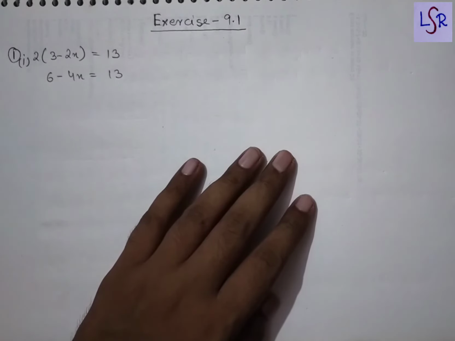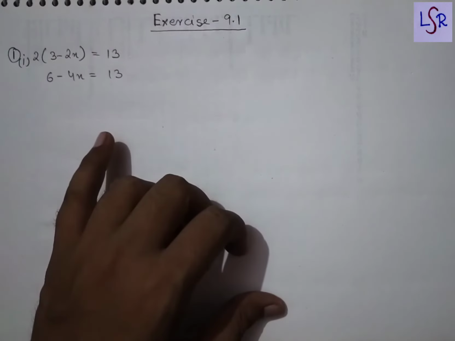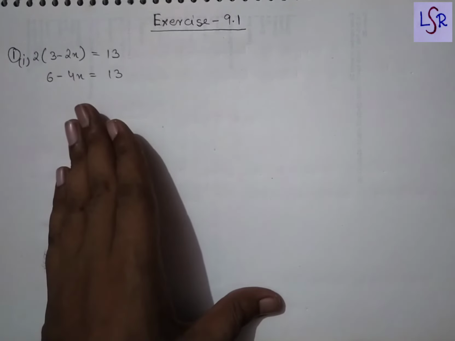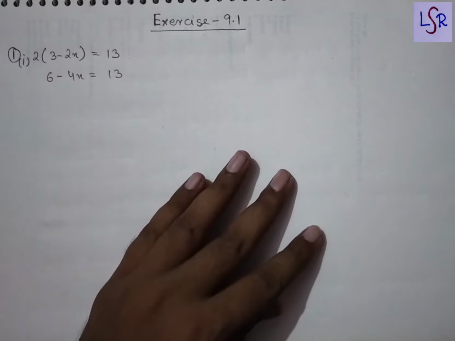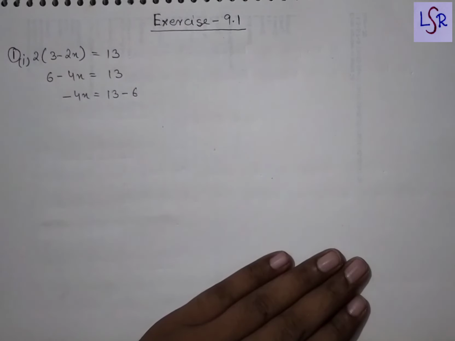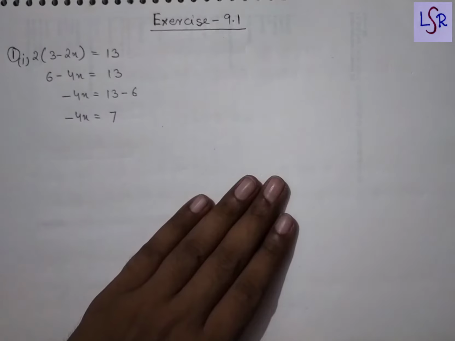Now we have to isolate the x. For that, first of all we are going to send the 6 to the other side. Now as 6 is sent to the other side, its sign is changed. It was plus on that side, it became minus on this side, and now we are going to solve it. And here we have got 7.